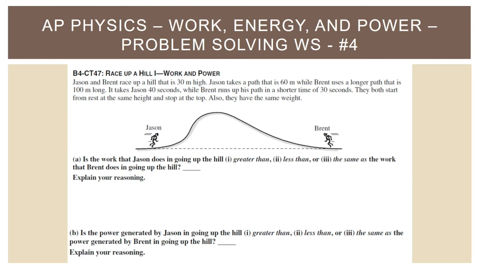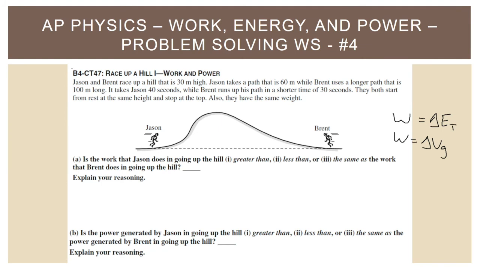This could get complicated, but you can make it easy for yourself. In my view, the way to make it easy for yourself is to consider the fact that the work is equal to the change in energy. And in this instance, because they are running up a hill, the type of energy that is changing for them is gravitational potential energy.